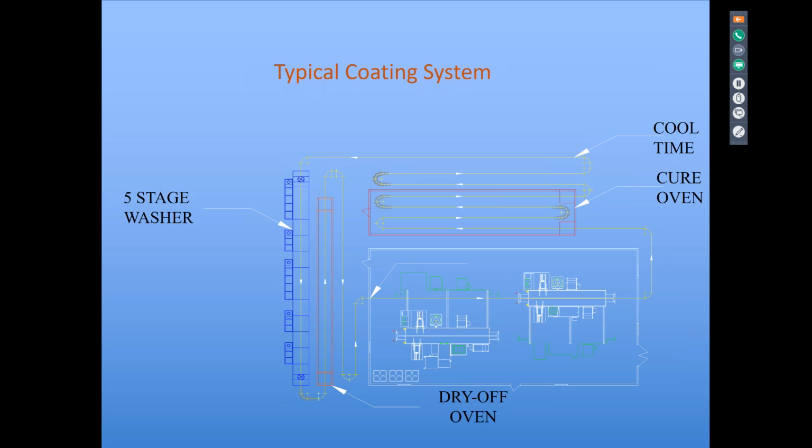Once they've cooled adequately, they go into the powder coating with powder applied. Then they go into the cure oven for curing. And then out of the cure oven, we again need cool down time prior to unloading the conveyor so employees can handle the product.